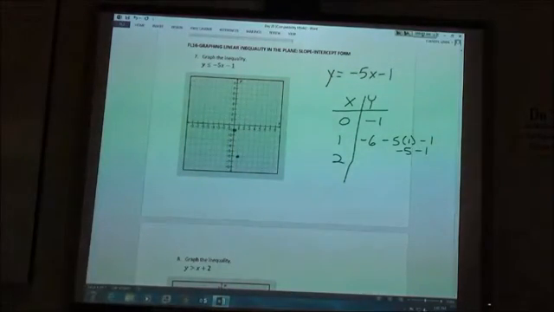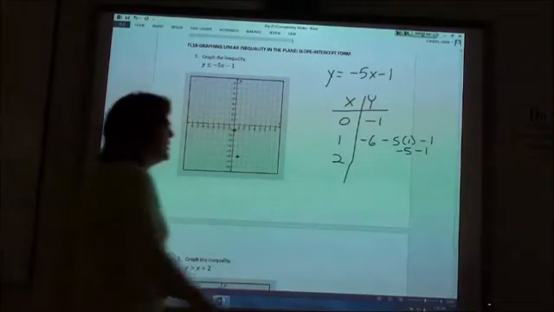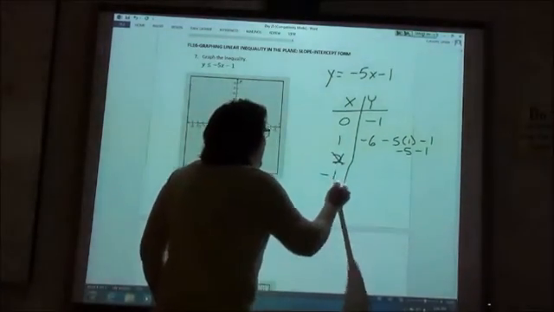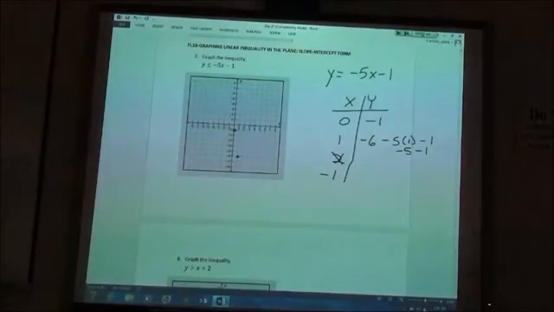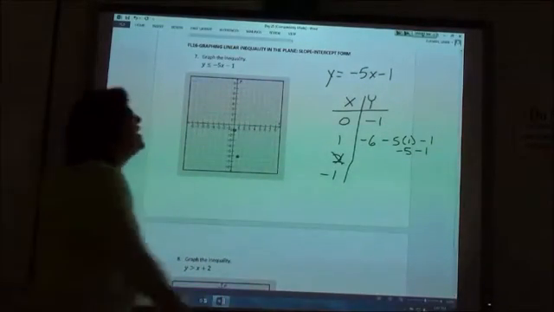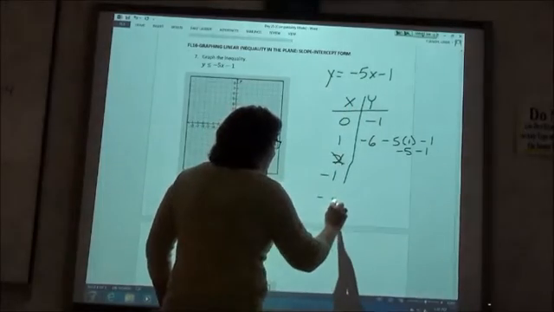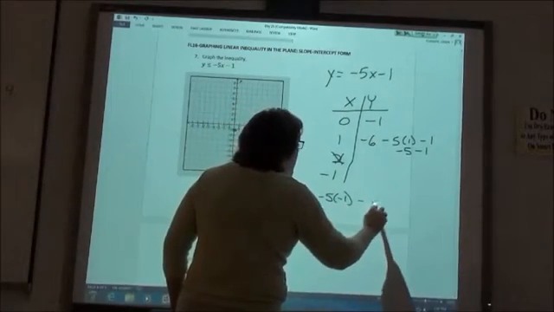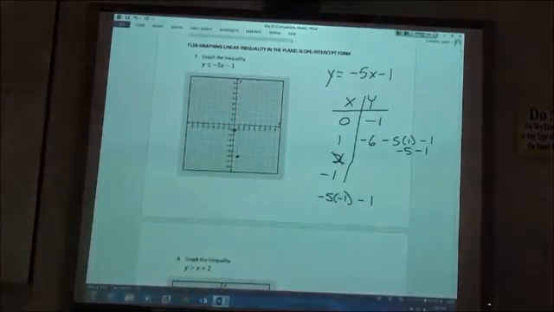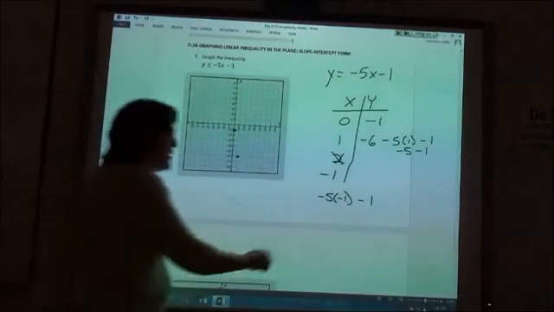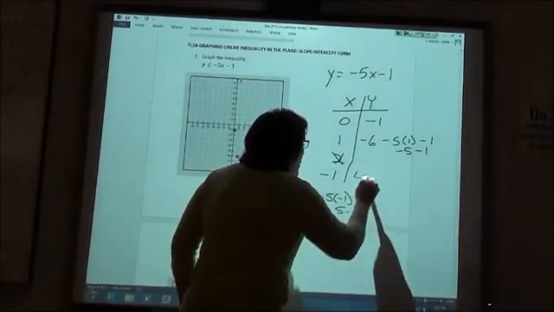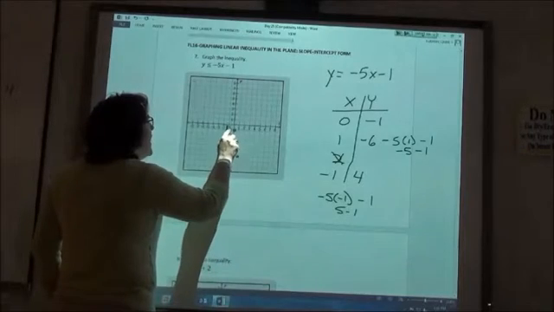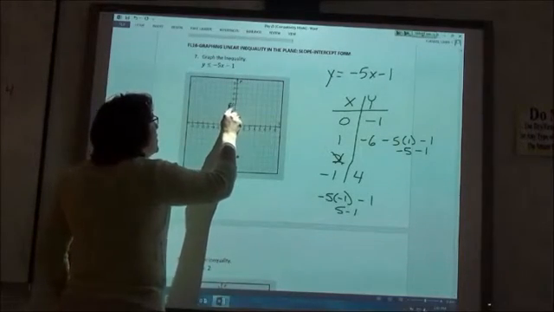Now I can see if I put a 2 in there, it's going to be way off my graph. So I'm going to skip 2 because that's not going to fit. And I'm going to use negative 1 instead. So if I put negative 1 in for x, negative 5 times negative 1 minus 1. 5 minus 1 is 4, right? So if x is negative 1, y is positive 4.